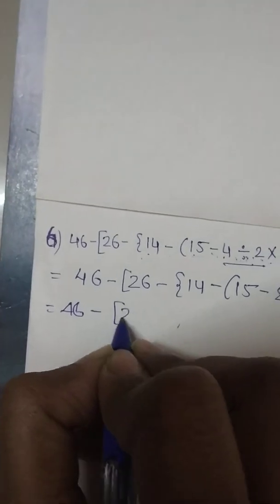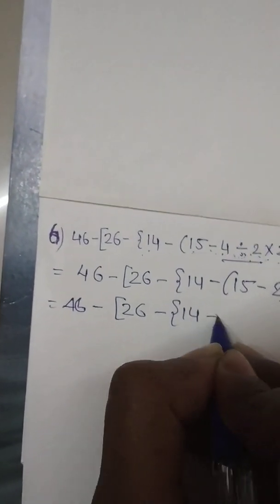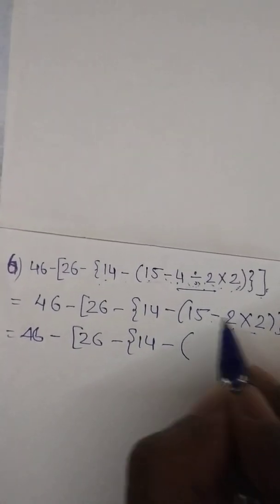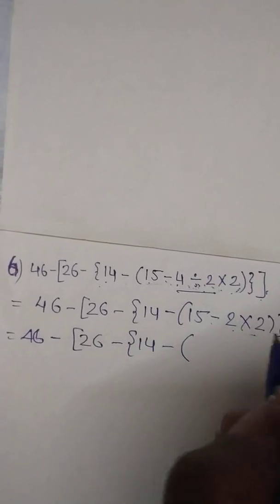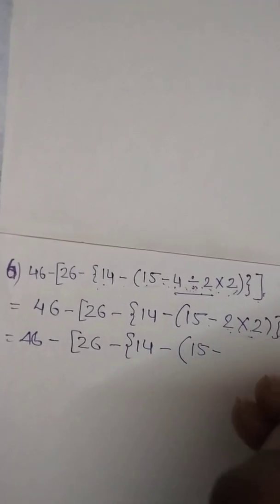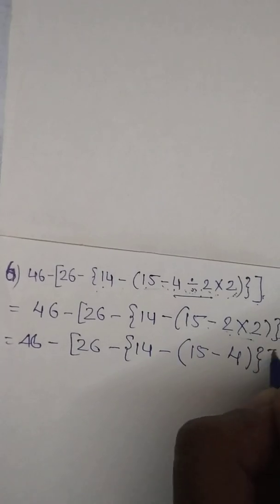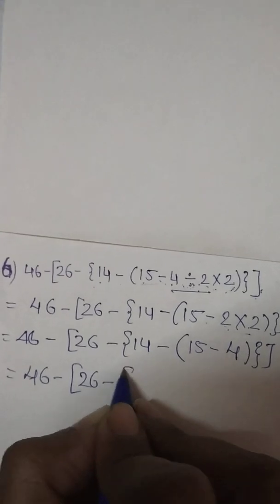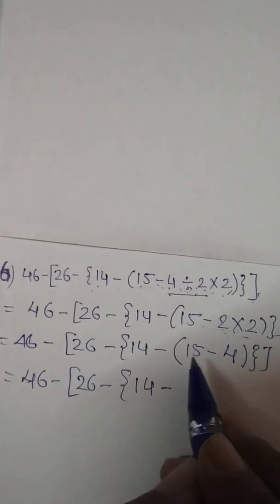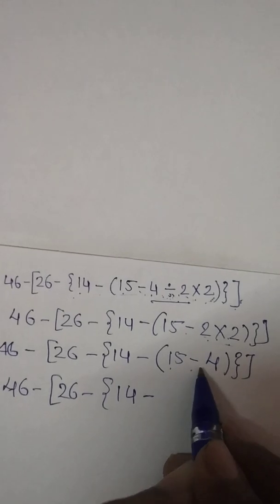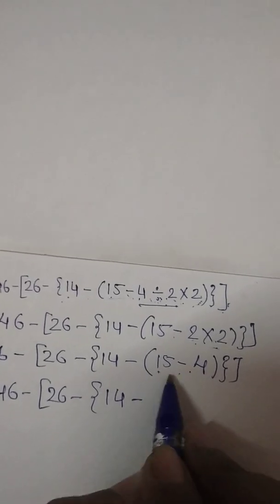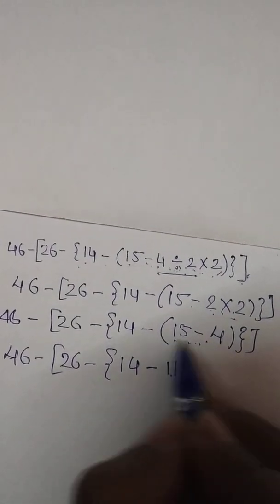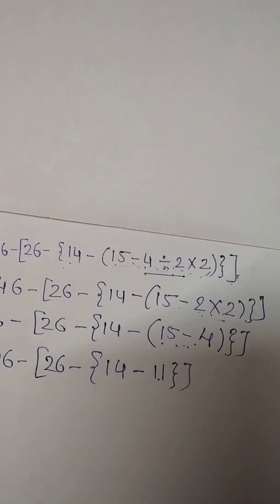46 minus. The numbers will remain the same; we are going to solve only this term. Now here we have minus and multiplication, of course multiplication will come first. So 15 minus, 2 twos are 4. Bracket close. 46 minus 26 minus curly bracket open, 14 minus. Now 15 minus 4, of course 11. So we'll write 11. When I am writing 11, this bracket will go off and the bracket closes.